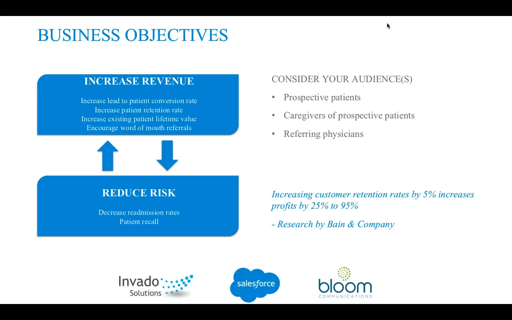And then increasing existing patient retention. Once you've got them in the door, you want to promote long-lasting loyalty. So Bain & Company released a study that showed that just a 5% increase in customer retention can increase a company's profitability by 25 to 95%. That's pretty huge. So you want to protect your investment and use marketing automation not only to attract new patients, but also to keep existing patients engaged and coming back more regularly. And you can also use automation to encourage word-of-mouth referrals.